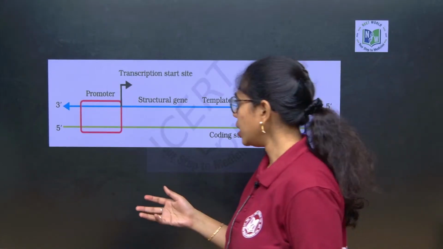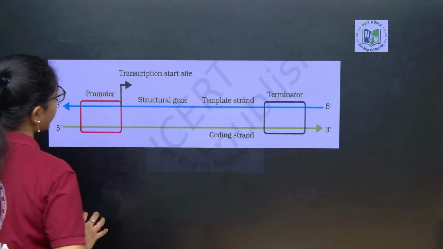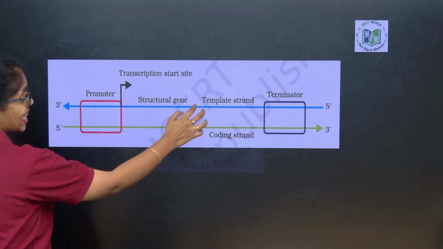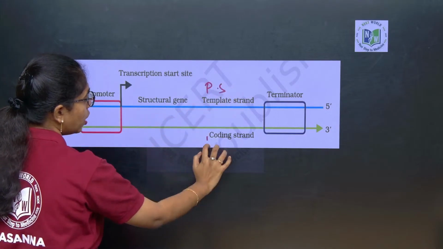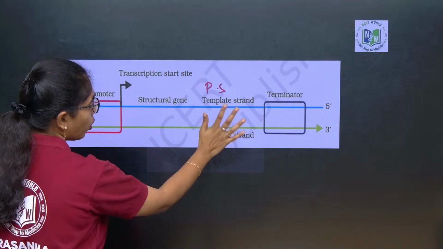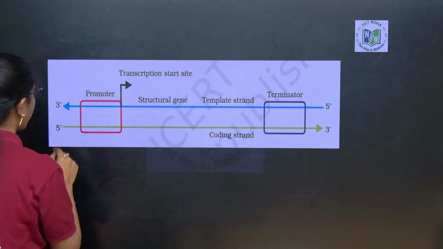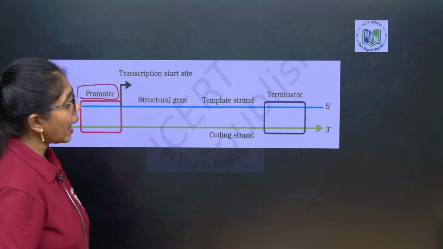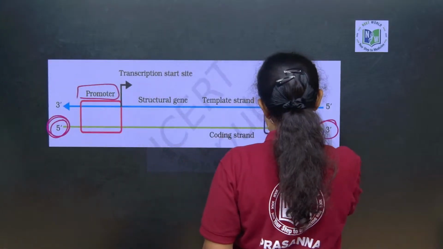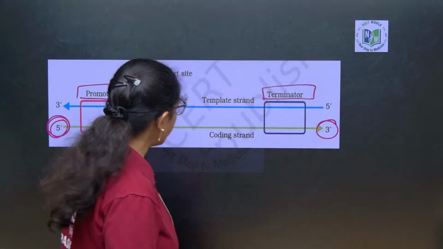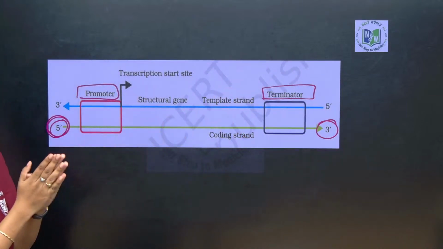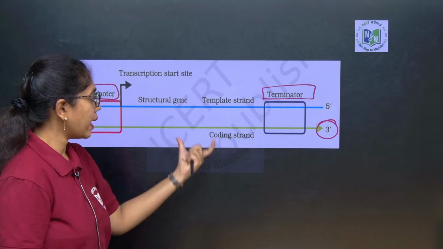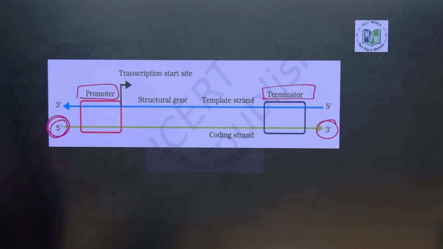And here you have to note the template and coding strand. If you see, this is the parental strand and this is the daughter strand. At the 5 prime end of the coding strand will be the region of promoter, and at the 3 prime end will be the region of terminator. In between you can see the structural gene.